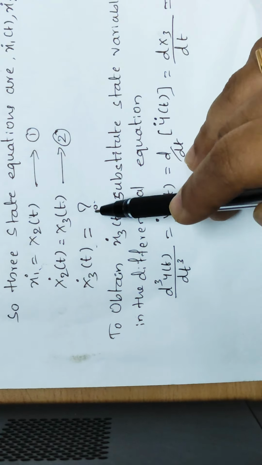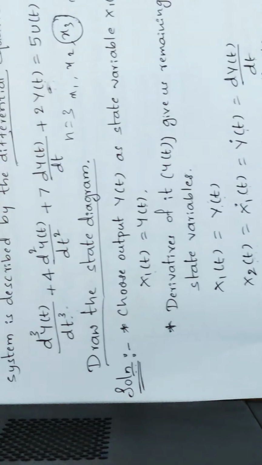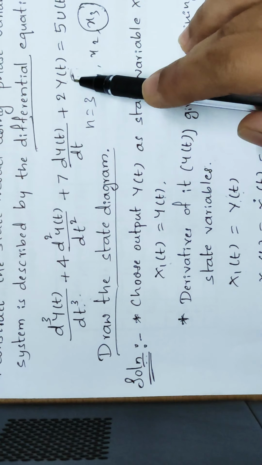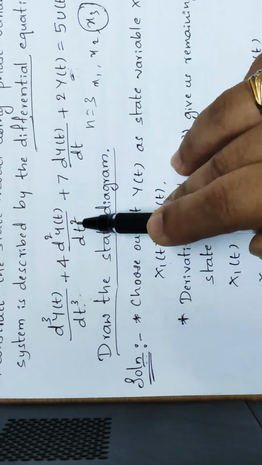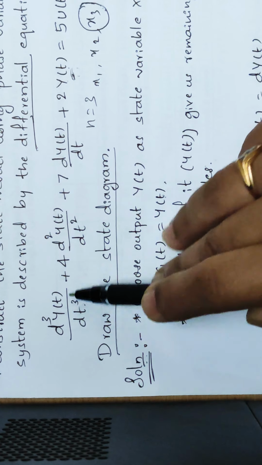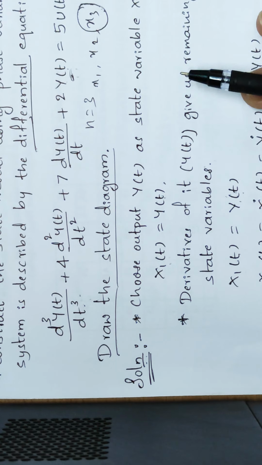So the given equation is this one. We have to substitute all variables here. This is x1, this is x2, and this is x3. This is x3 dot. x3 dot is equal to this equation.